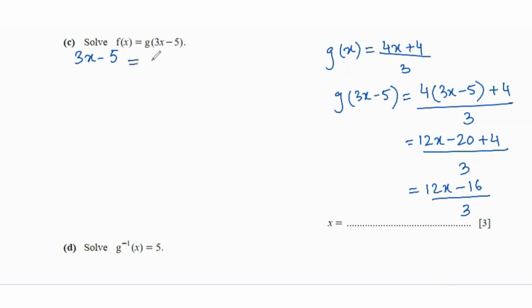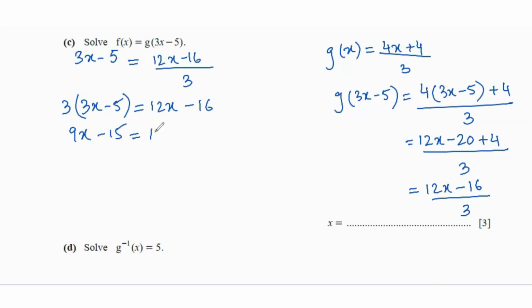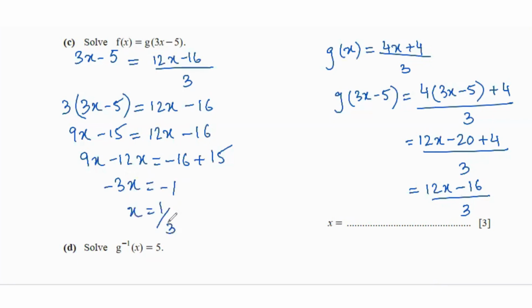So now we put that over here. 12x minus 16 over 3, which is going to be 3x minus 5 times 3 equals 12x minus 16. 9x minus 15 equals 12x minus 16. 9x minus 12x equals negative 16 plus 15. Negative 3x equals negative 1, and x is 1 over 3.